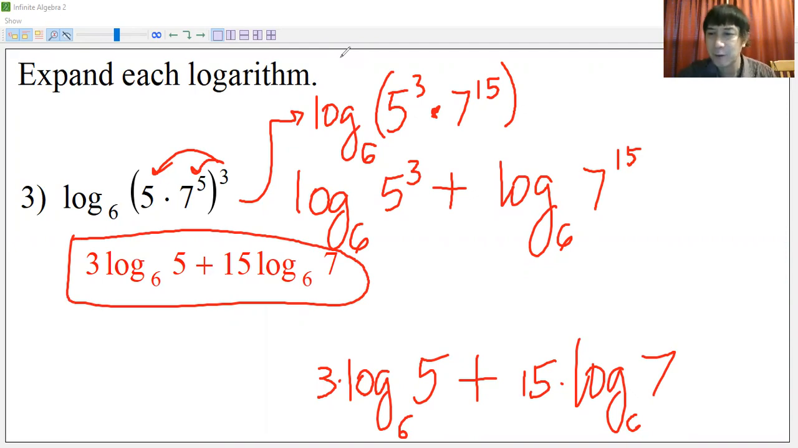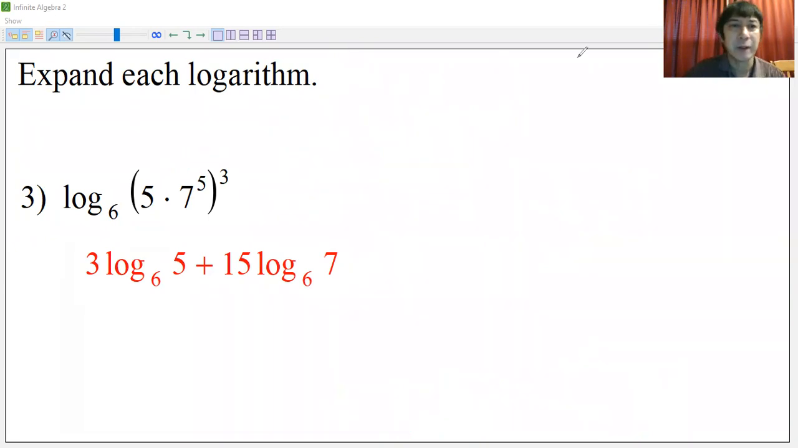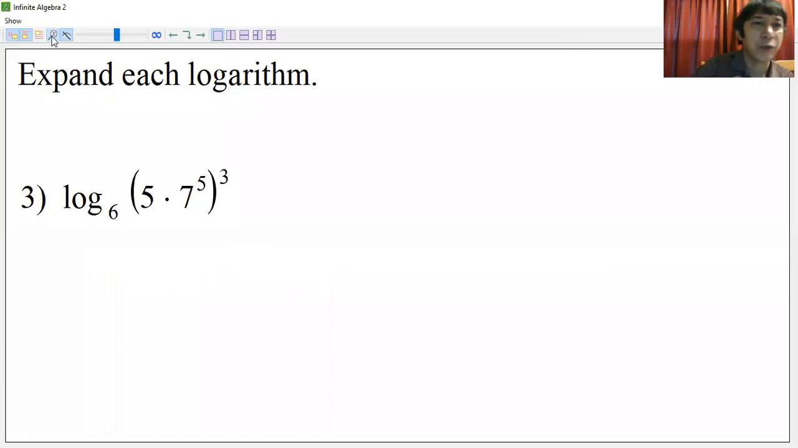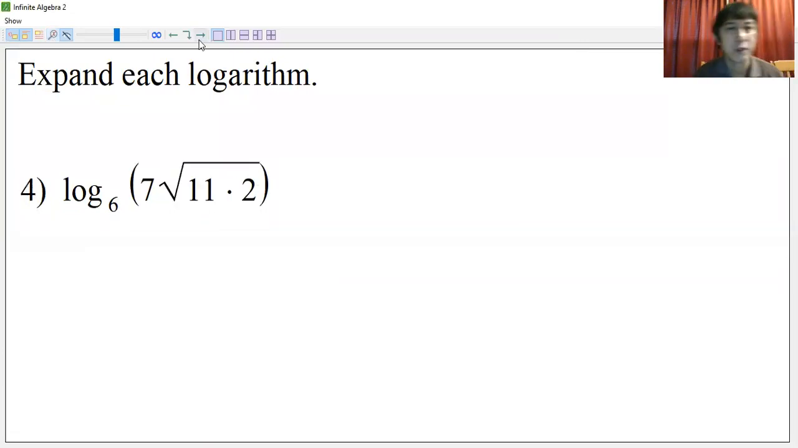All right, so that goes to our third. Let's proceed to our fourth example. I hope you're learning how to expand a given logarithm like this. All right, let's have the next. We're doing number 4 now. Here's number 4. Logarithm of the quantity 7 times the square root of 11 times 2, and this is for base 6.